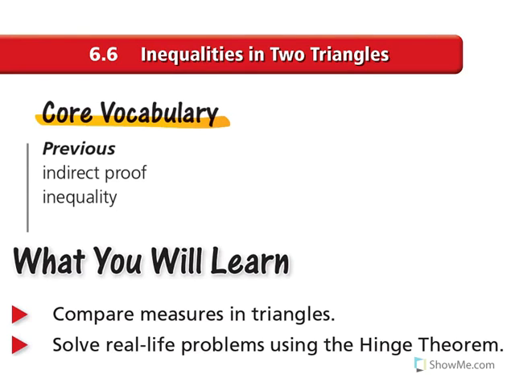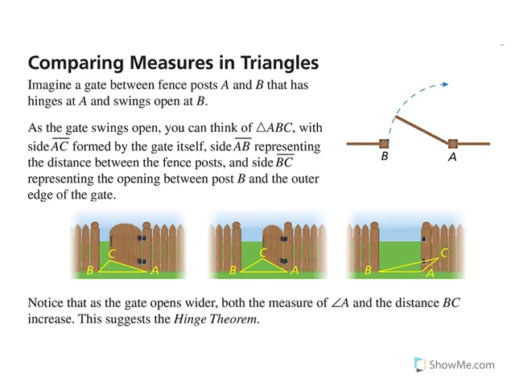In this lesson of 6.6, we're going to continue to look at inequalities in triangles and just how things compare in different triangles, knowing maybe the set of angles or the set of sides, how it's going to compare when we look at two different triangles. So we discussed this in 6.5.